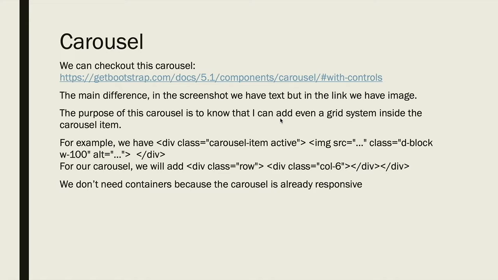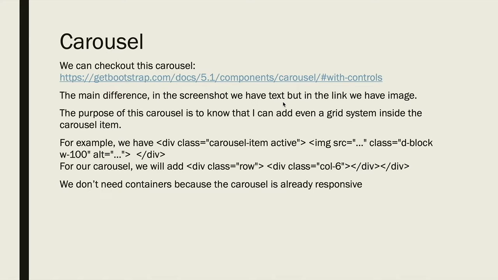The main difference is that in the screenshot we have text, but in the link we have image. So, in the carousel link, you can find that we have carousel item, and inside the carousel item we have an image. Instead of the image, we can delete it, and then inside the carousel item, we can make a div with class of row, and then a div with class column of 6. And of course, you can make medium, large, small, x large if you want. But for our purpose, we will make just column 6. We don't need container or container fluid because the carousel is already responsive.